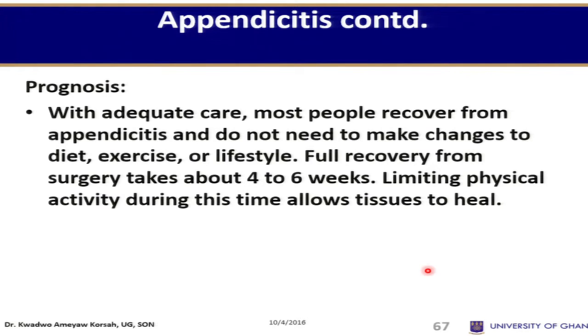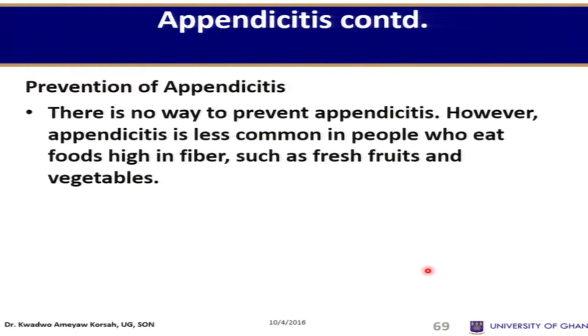Prognosis: with adequate care, most people recover from appendicitis and do not need to make changes to their diet, exercise, or lifestyle. And then full recovery from surgery takes about 4 to 6 weeks. Limiting physical activity during this time allows tissue to heal well. Prevention of appendicitis: there's no way to prevent appendicitis. However, appendicitis is less common in people who eat foods high in fiber, such as fresh fruits and vegetables.